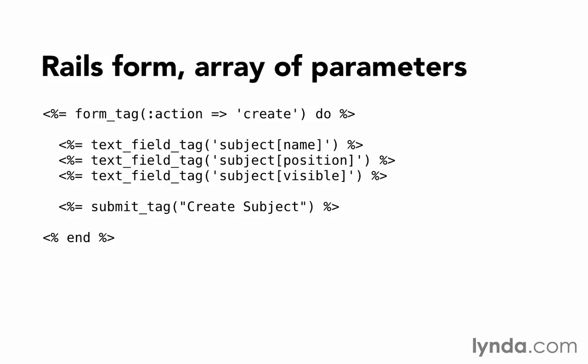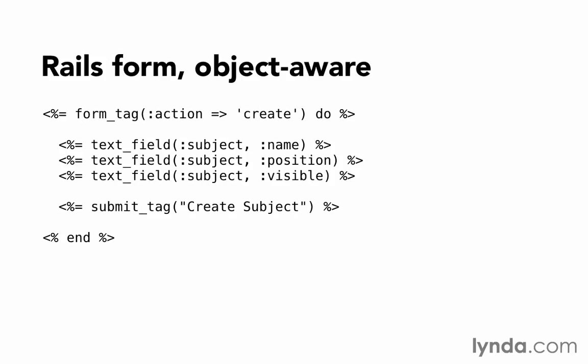If we're working with an object, we can use an object-aware form helper instead. So I'm still using my form tag helper, but inside the form I'm using text field. It has a similar name, but without underscore tag at the end. The text field helper allows us to specify our object name followed by the attribute name. It uses those names to construct the same tag name, but it will look for an object named subject, and if it's found, it will use the object's name attribute for the current value of the text field. We don't have to provide it, it will find it for us from that subject object.